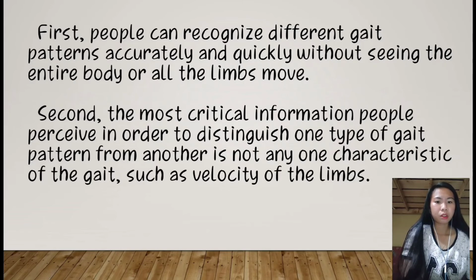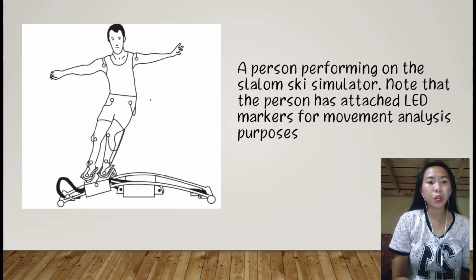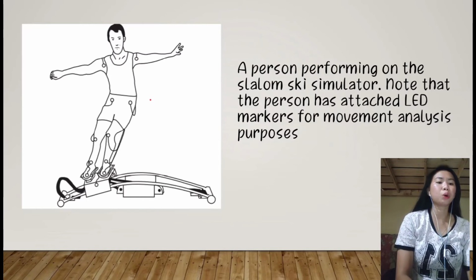So, you can show this in figure 14.2. A person is performing on the slalom ski simulator. Note that the person has attached lead markers for movement analysis pattern. So, mao na siya ang simulator nga thing kaning naa sa ubos sa tawo. Mao na siya, diha na siya magdihok-dihok. Mao na siya ang controller sa isa ka tao.